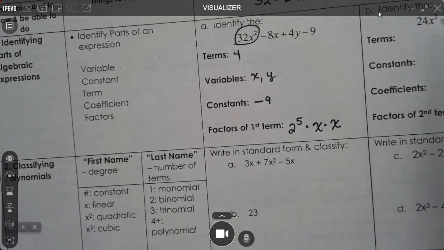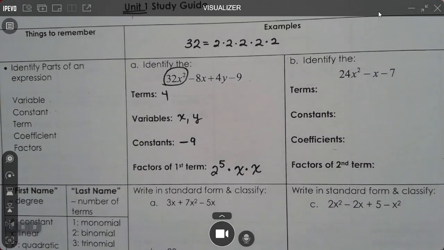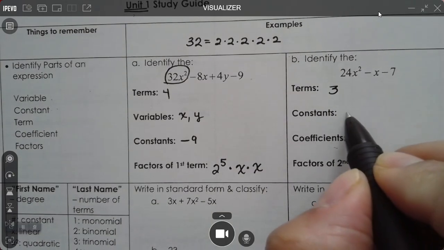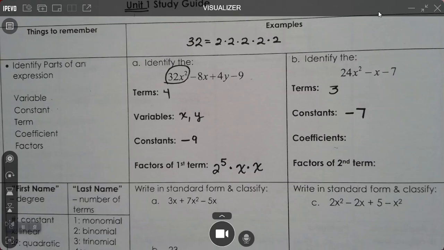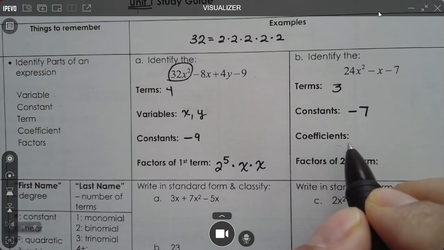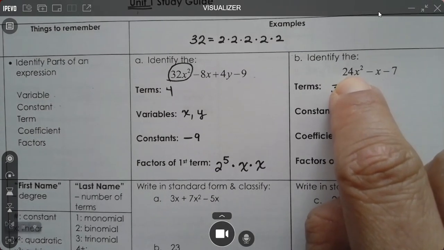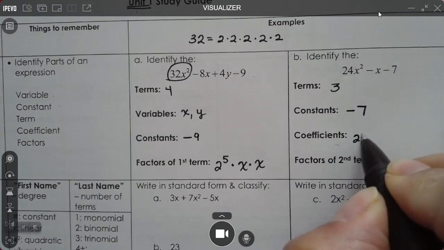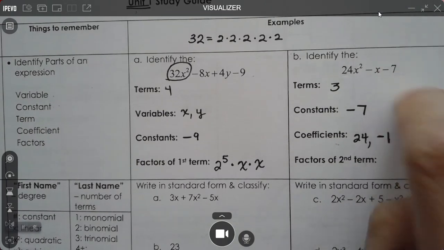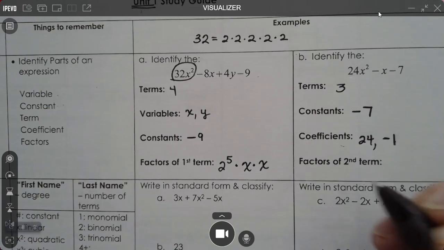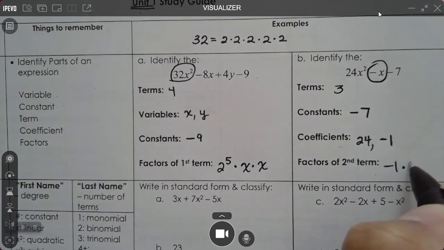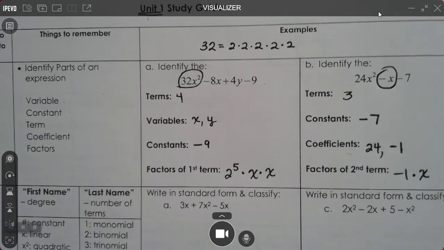With that mindset, how many terms do we have on example B? 3 terms, right? How many constants do we have? Correct, only one of them, negative 7. Coefficients are the numbers in front of the variables. So this one is the 24, and there's another one right here, the negative 1. Not the negative 7. The negative 7 is a constant. It has no variable. Factors of the second term. The second term is this one, so that'd be negative 1 times x, right?